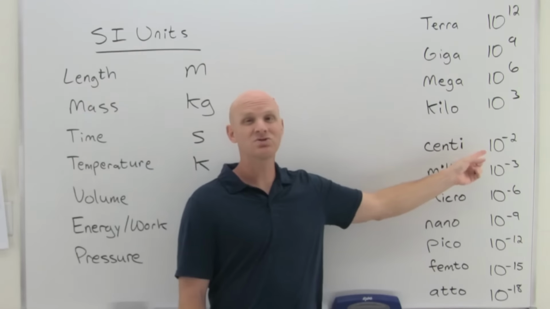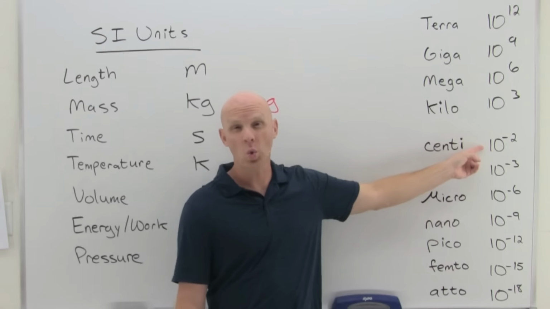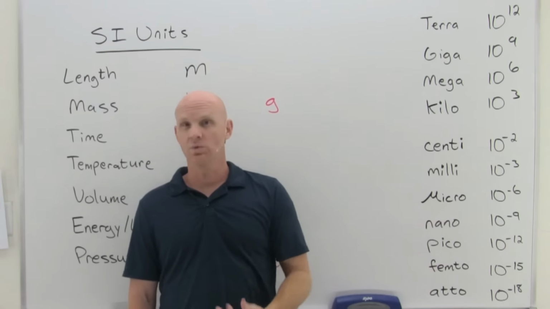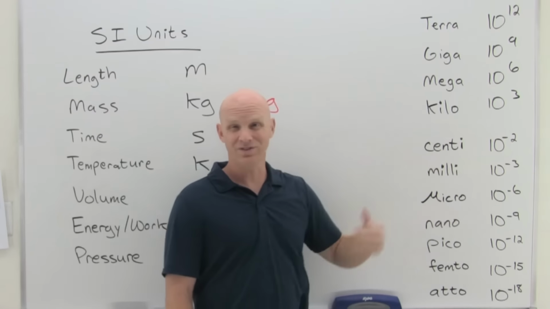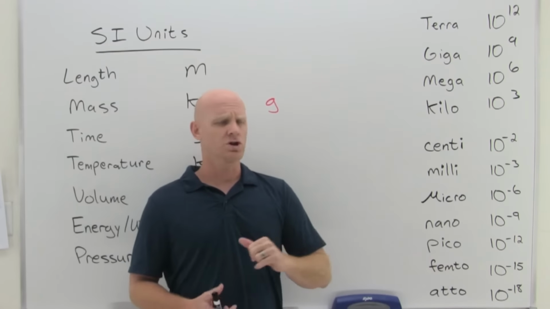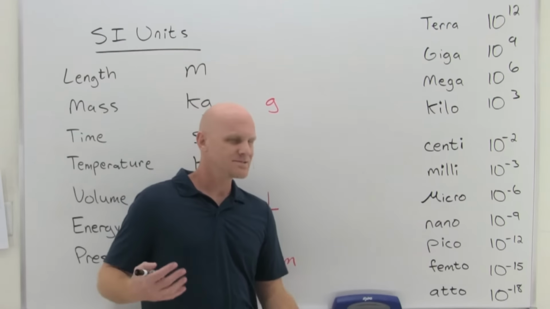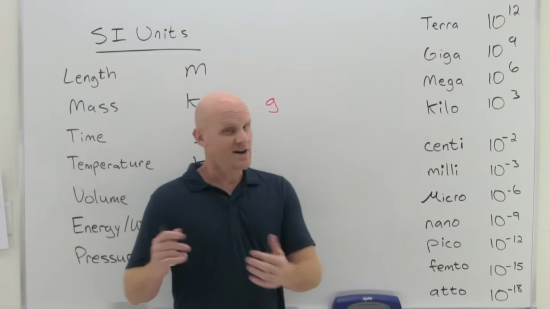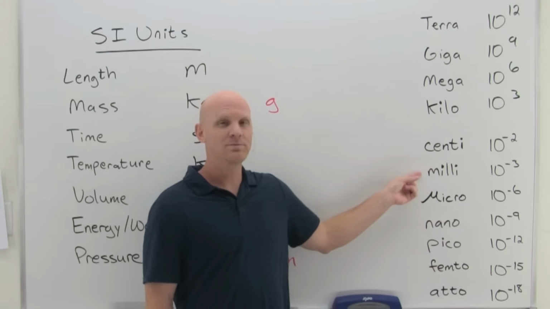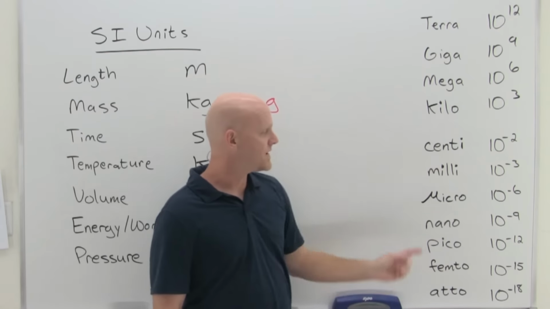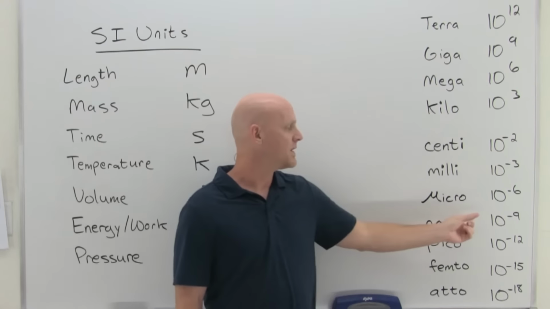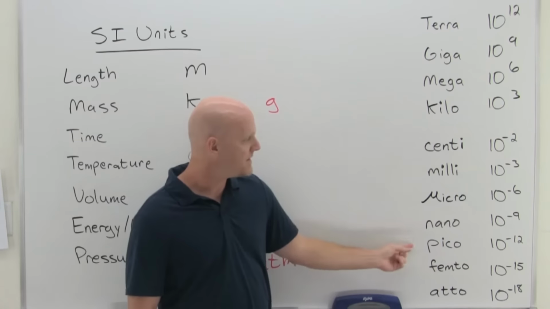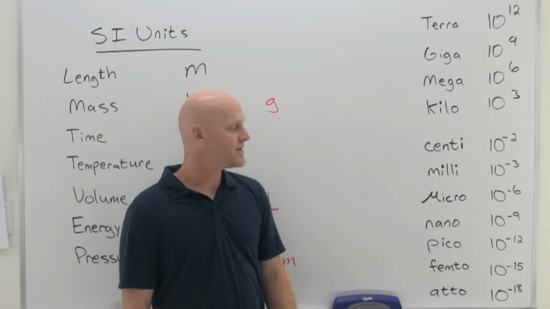Centi, 10 to the negative 2 or 1/100th, 0.01. Just like 1 cent equals 1/100th of a dollar. So centi actually means 1/100th. It's a little bit tricky because people say, Chad, a centipede has 100 legs. Sort of. I mean, it does, but yeah. Milli actually means 1/1000th or 10 to the negative 3. Micro, 1 millionth or 10 to the negative 6. Nano, 1 billionth or 10 to the negative 9. Pico, 1 trillionth or 10 to the negative 12.